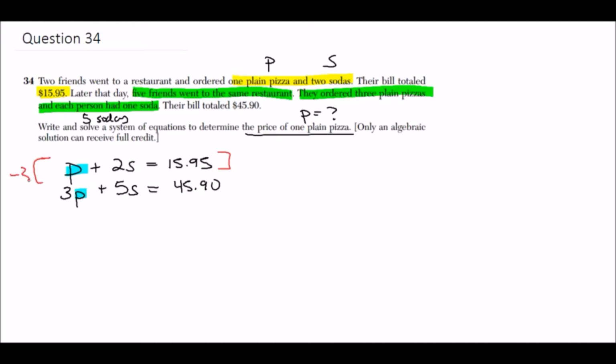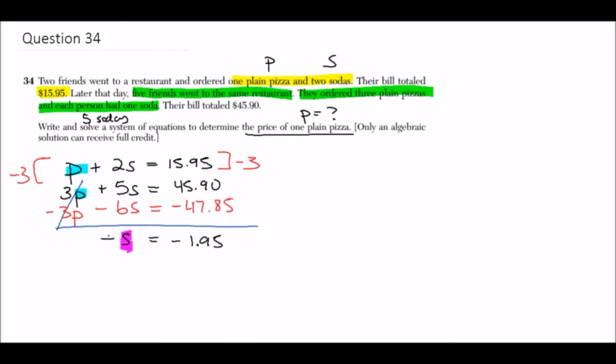I'm going to multiply the top equation by -3. I get -3P minus 6S is equal to -47.85. The reason that we do that is so when we add the 2 equations, the 3P and the -3P add to 0, and we're left with just -S. We're left with just the one variable here. And this is now -1.95, and all we have to do is multiply by -1 or change both of them to positive. So now we know that the price of a soda is $1.95.